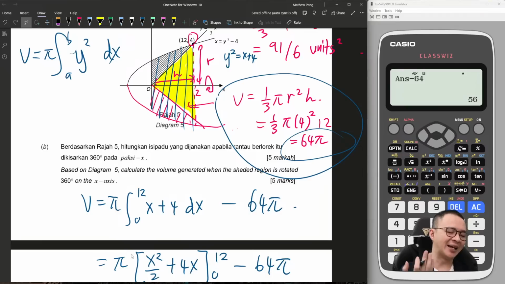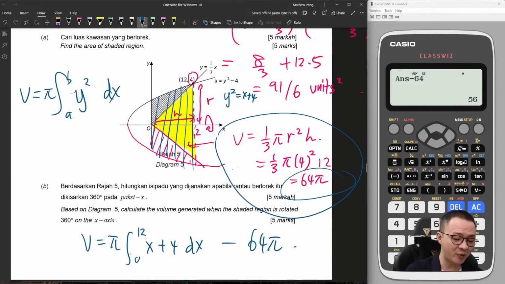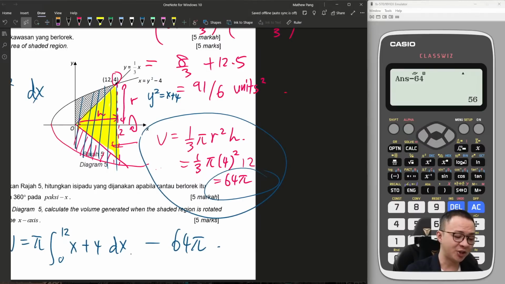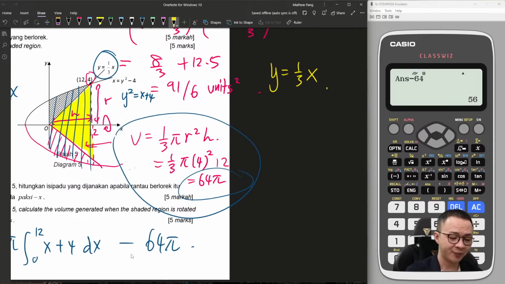Some students might not like the cone formula. They say, sir, in the exam I don't remember the cone formula, or I hate any shapes. Then there's another way we can find the volume of the cone, which is by integrating the straight line. The straight line equation is y equals 1 over 3x. If this straight line rotates on the x-axis, you should get the same result. So the volume is pi, integrate from 0 to 12, y squared.